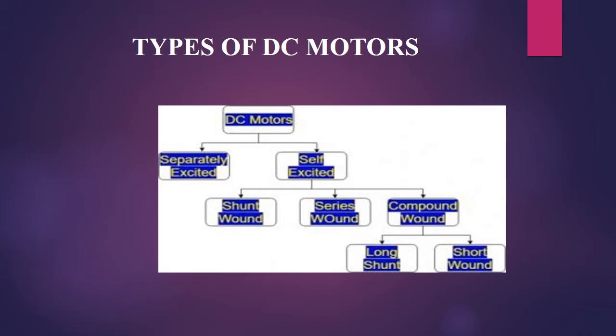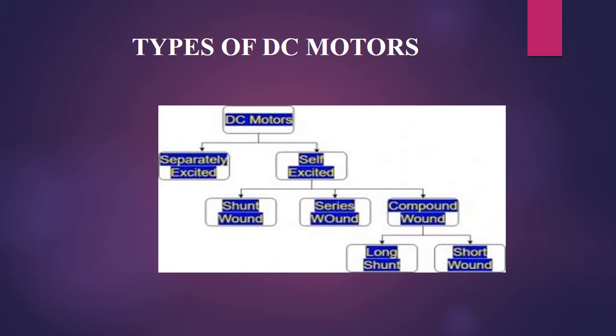Next one is DC series motor. In a DC series motor, the field winding is connected in series with the armature. Therefore, the series field winding carries the armature current. The current passing through the series field winding is the same as the armature current. So, the series field winding must be designed with much fewer turns than the shunt field windings for the same MMF.